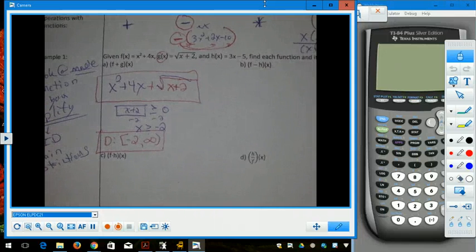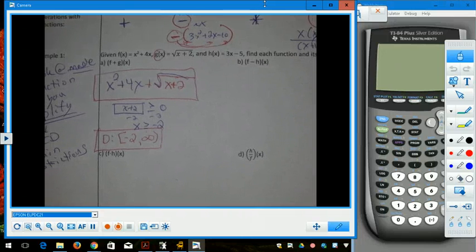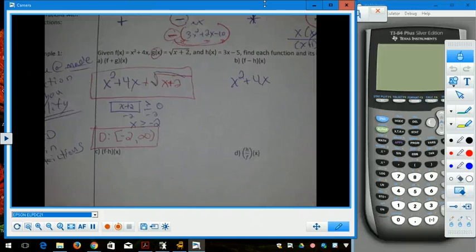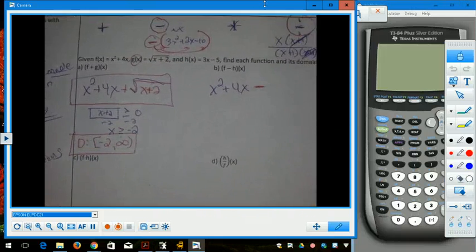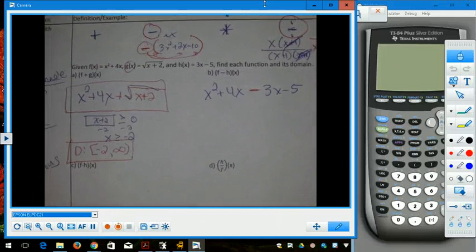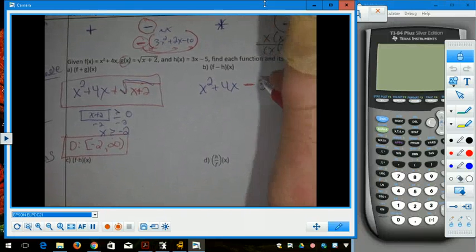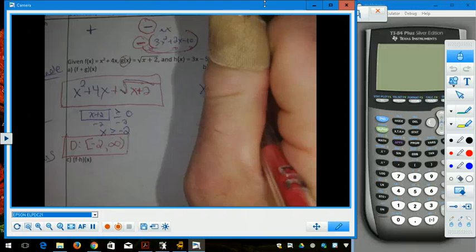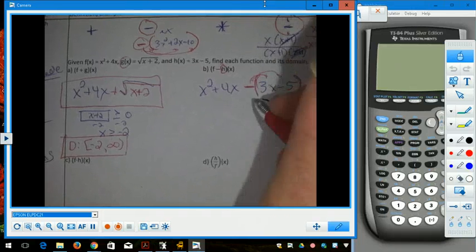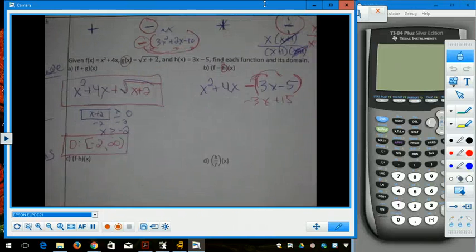For letter B, what do I have to be careful of? It's supposed to do f minus h, right? So f is x squared plus 4x minus h is 3x minus 5. Did I do it right? No. Whenever I'm going to subtract, I better put that second function in parentheses to make sure that I take away every single term, not just the first term. So I'm going to distribute the negative. I'm going to get negative 3x and positive 5.